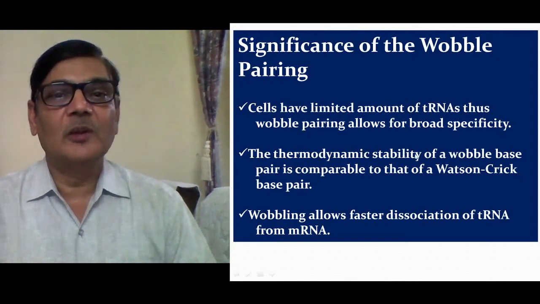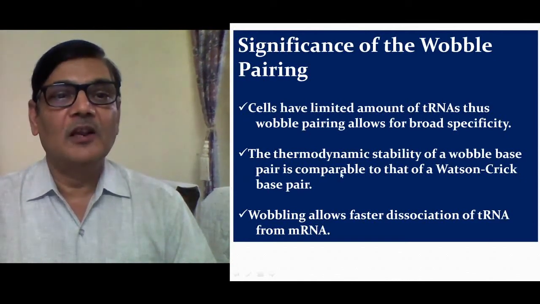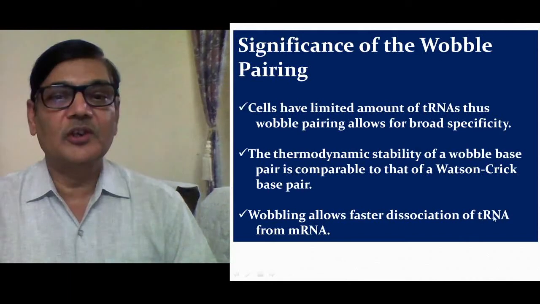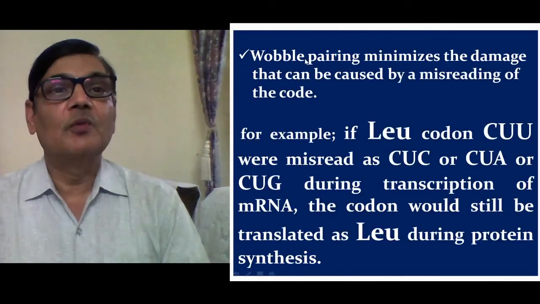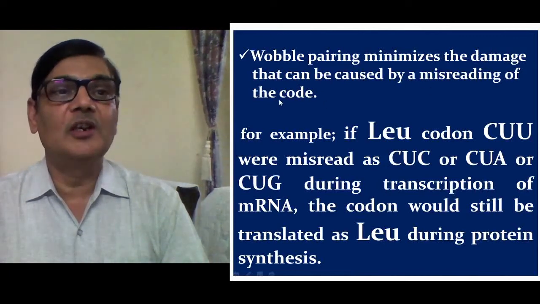The thermodynamic stability of a wobble base pair is comparable to that of a Watson-Crick base pair. This is another important thing, and wobble pairing allows faster dissociation of transfer RNA from messenger RNA. That is, at the time of protein synthesis, the transfer RNA bringing the amino acid will be pairing with the codon, but because of this wobble pairing, the dissociation event will be faster. This wobble pairing also minimizes the damage that can be caused by misreading of the code.